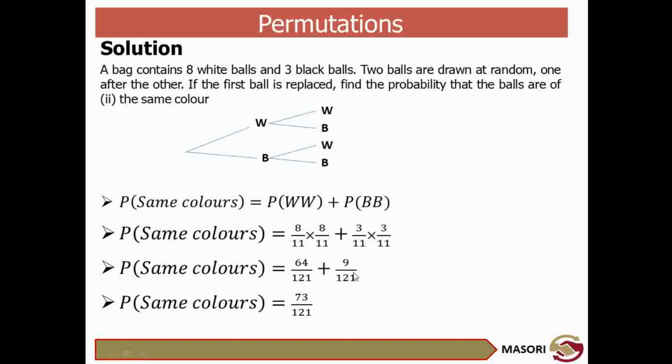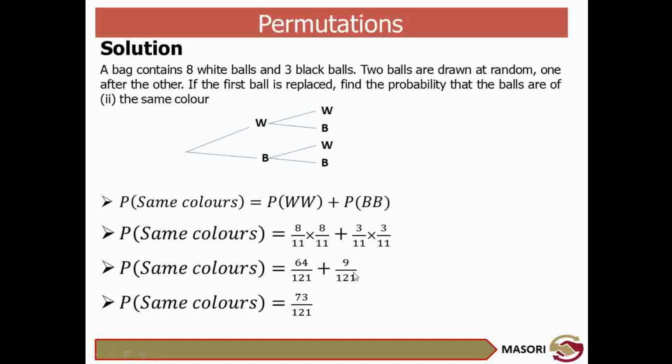Therefore, if a bag contains 8 white balls and 3 black balls, then we draw 2 balls at random, one after the other. The probability that the balls are of the same color, allowing for replacement, will be 73 over 121.